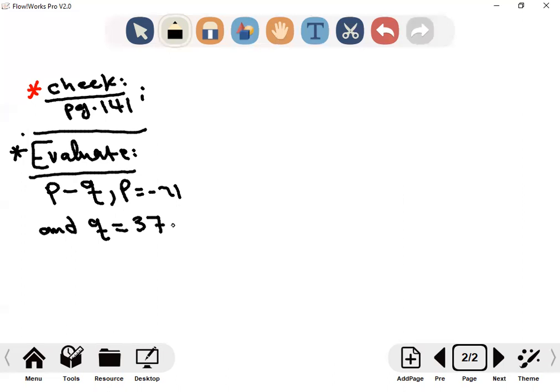Okay. But yesterday we said the first step is we replace P and Q, what we call them, variables. So focus.